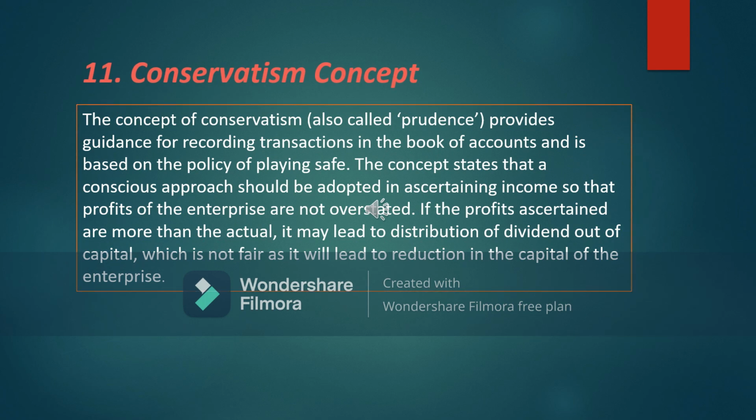The 11th is the conservatism concept. The concept of conservatism, which is also called prudence, provides guidance for recording the transactions in the books of accounts and is based on the policy of playing safe. The concept states that a cautious approach should be adopted in ascertaining income so that the profits of the enterprise are not overstated. If the profit ascertained is more than the actual, it may lead to distribution of dividend out of the capital, which is not fair as it will lead to reduction in the capital of the enterprise.